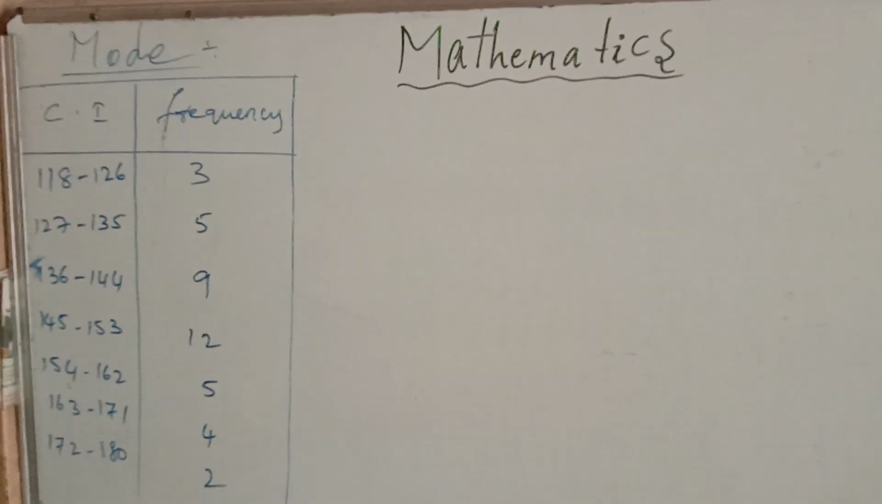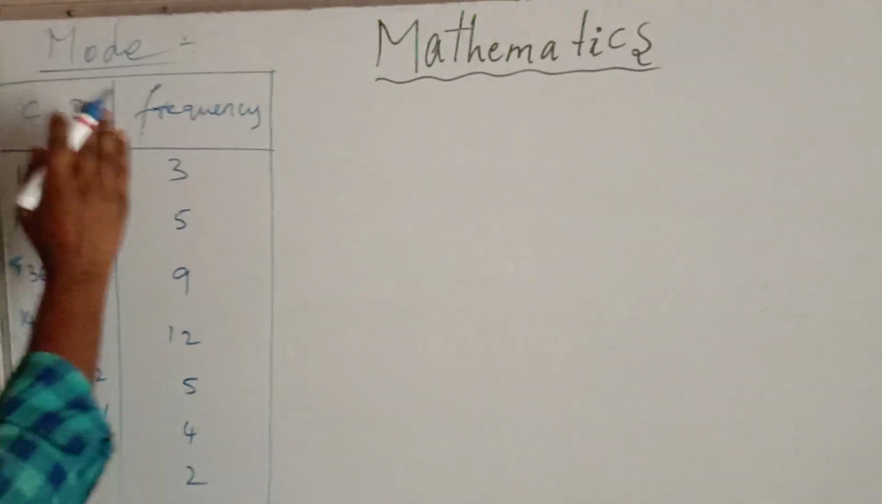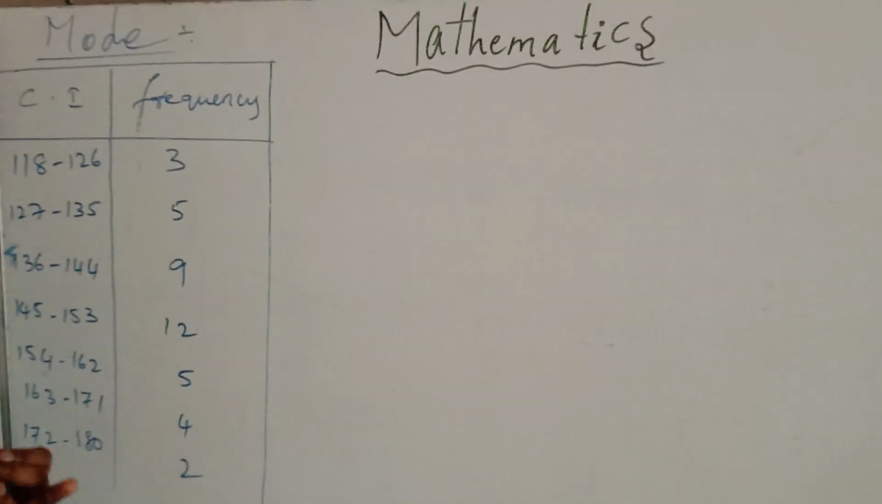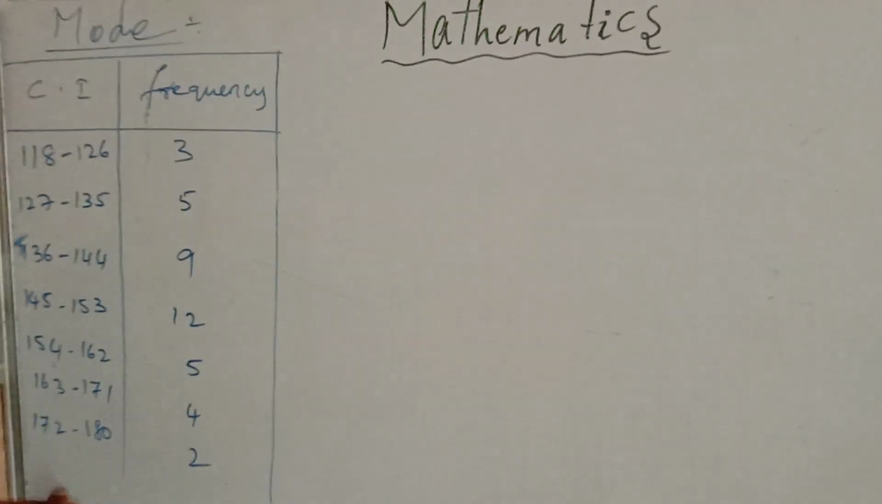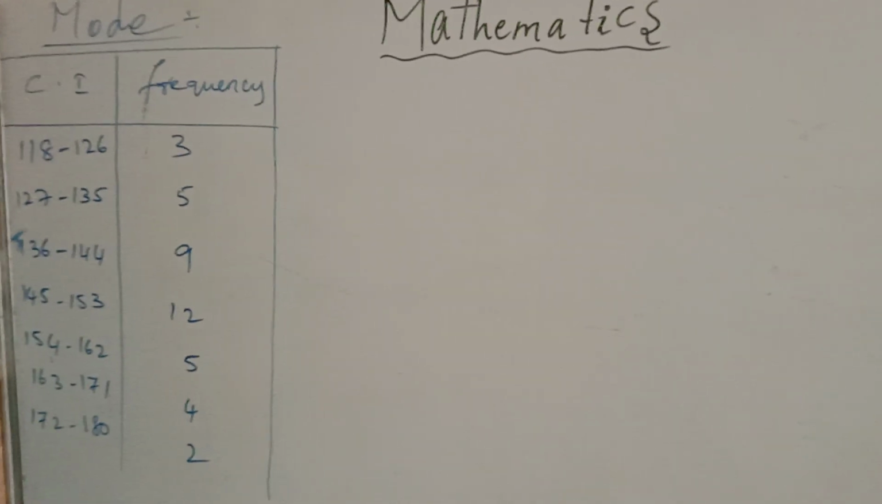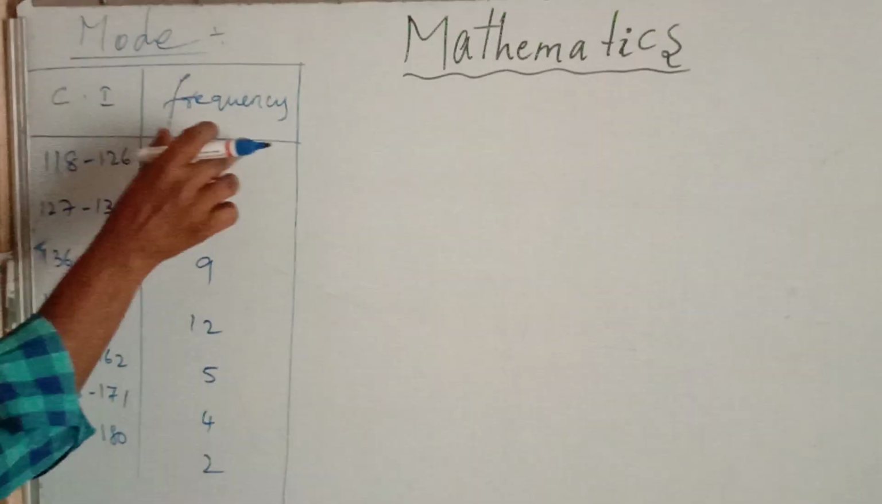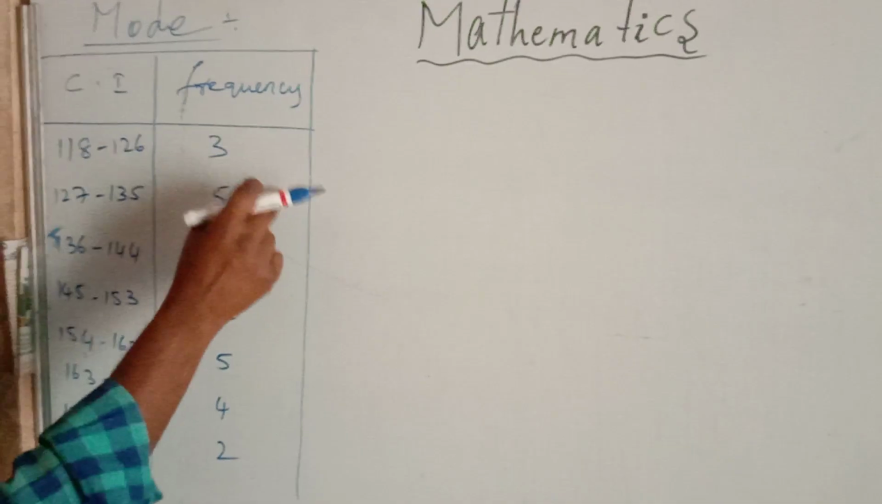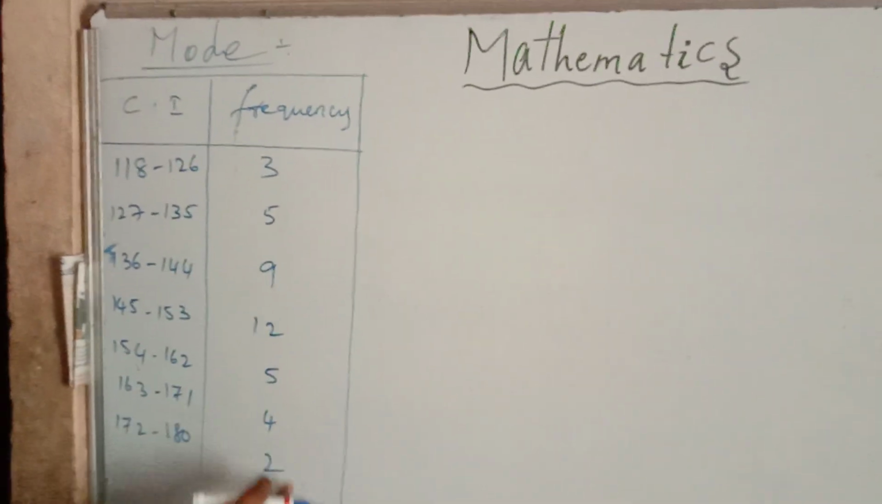Mode of grouped data. In these two columns, what are F1, F0, H, and L that you are going to represent here? Look at the second column. What is the second column? 3, 5, 9, 12, 5, 4, 2.